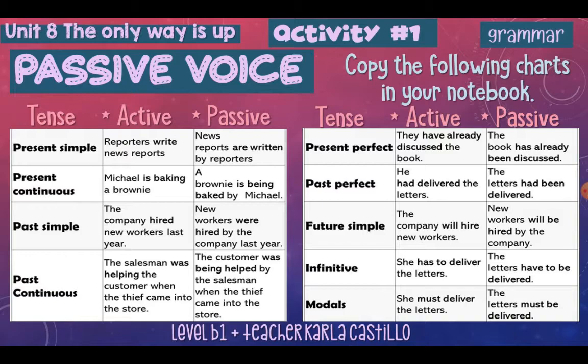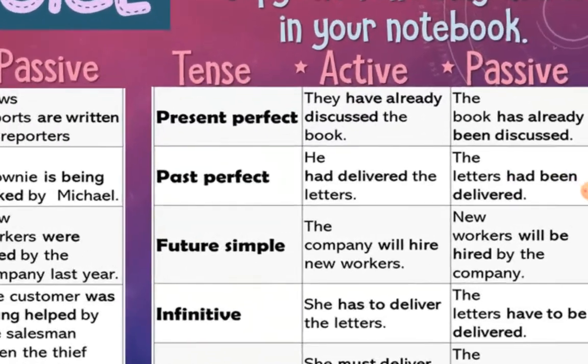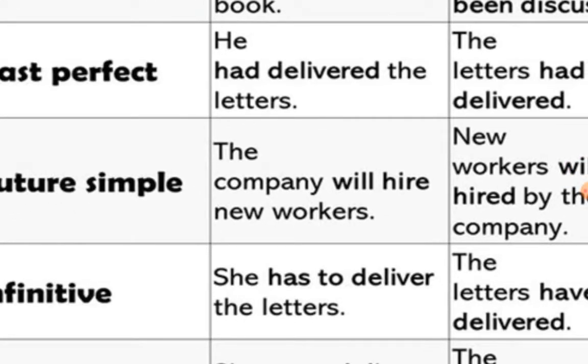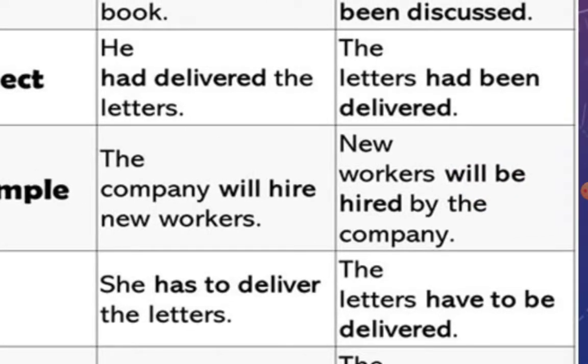If you remember, I told you that from active we can pass to a passive, and the verb to be is the one that is going to tell you which is the tense. So in this case, for example, you have future simple. The company will hire new workers. New workers will be hired by the company. So you have the will, that comes from the first, then the be, that is the verb to be that we need in all the passive, and then the verb hire in past participle, which is hired.